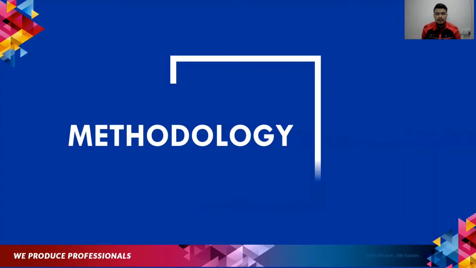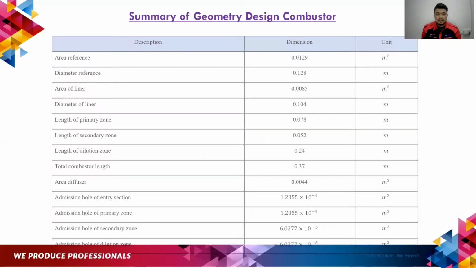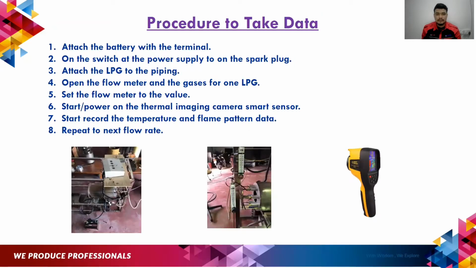Next is methodology. This is my flowchart. We start with the problem statement, and at the end, the writing is produced. This is a summary of the geometry design of the combustor that has been calculated using several equations and used to fabricate the combustor. This is the procedure to take the data.